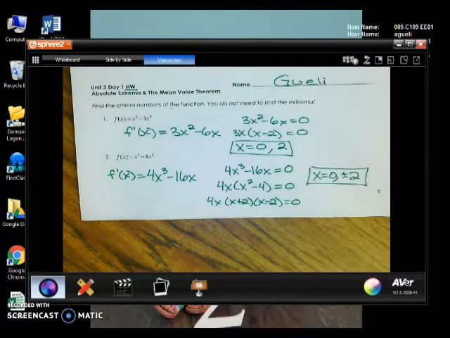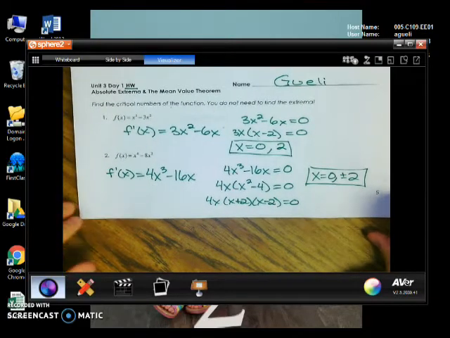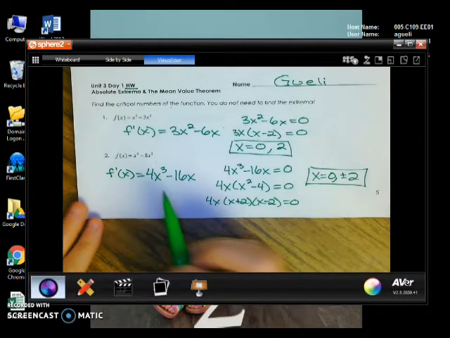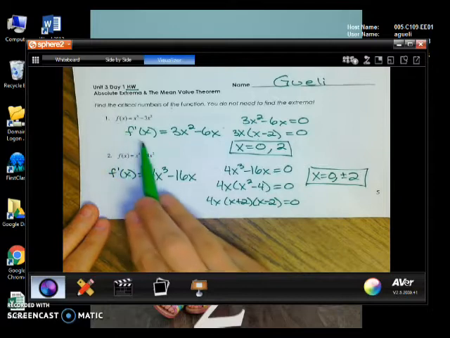So for the critical numbers of the function, it says you do not need to find the extrema. So we're just finding the critical numbers. Basically, from the notes, we're doing step 1 and step 2, but we don't need to go back and plug them in because they're just asking us for the critical values. Remember, the critical numbers can also be called critical values. And in this case, basically it means you take the derivative of the function.